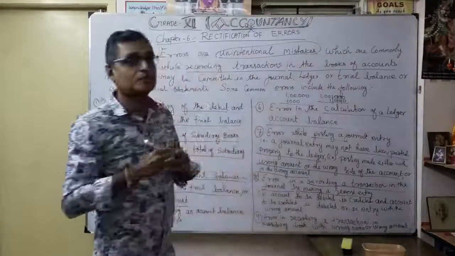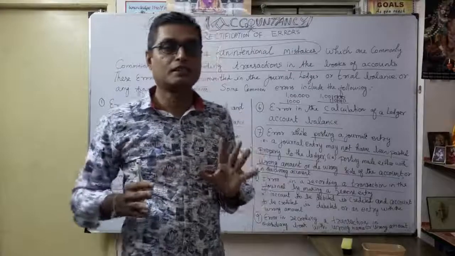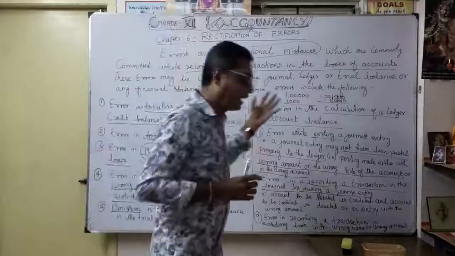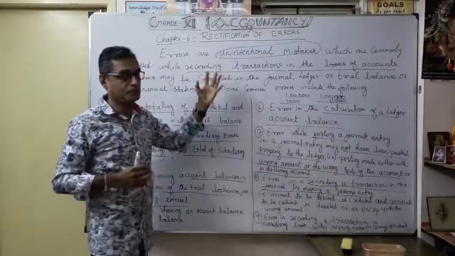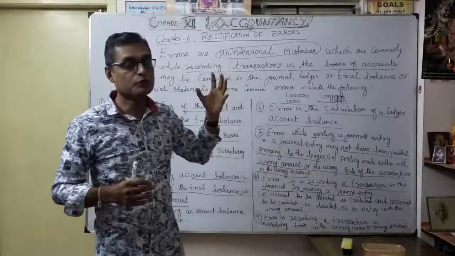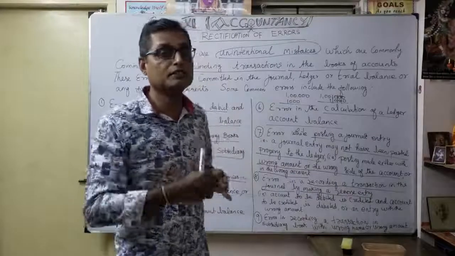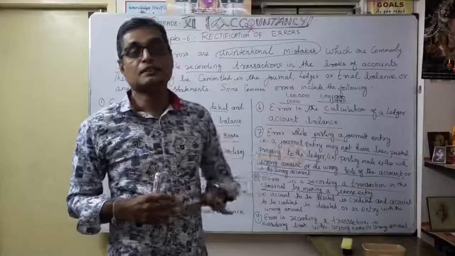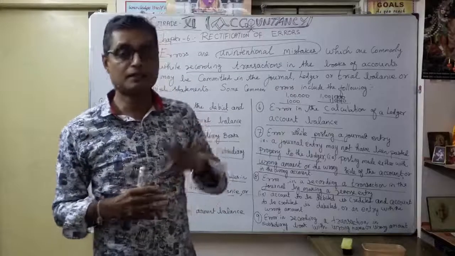So intentional mistake, that is different. We leave it there. Now here it happened in unintentional mistakes. So likewise, how are you going to rectify? That's what we are now going to see: the 4 types of error rectification available.